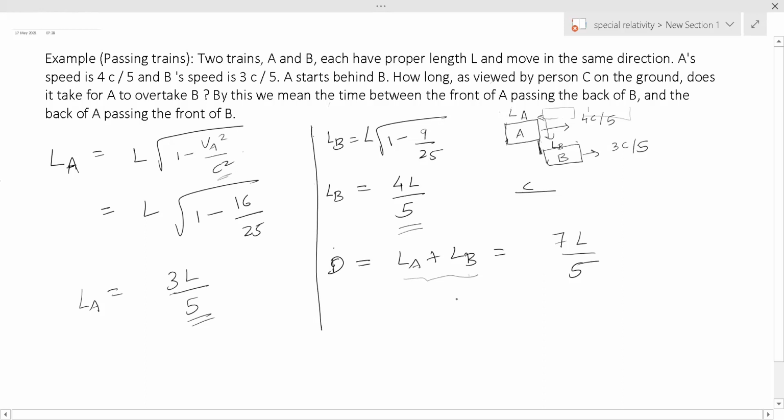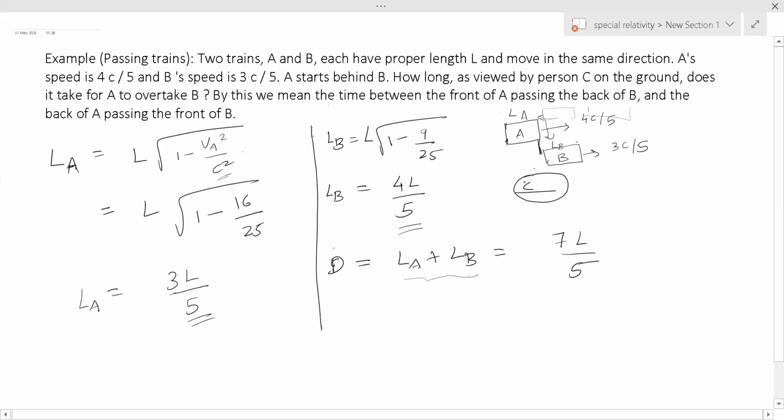So we need the velocity. Right? Velocity means the relative velocity. So how fast does A move away from B? We need the relative velocity. How fast does A move away from B? What's the relative velocity of A with respect to B as observed by C? Is that correct? Because we are talking about C's point of view.